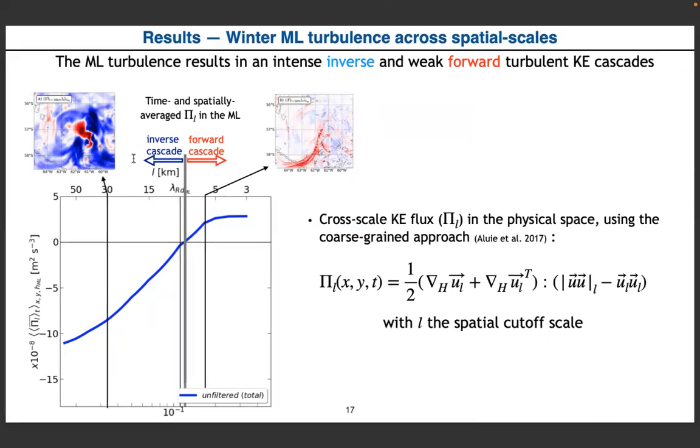So when we average in time and space these kinetic energy fluxes, we end up with this curve across the submesoscale range. And we see that the inverse turbulent cascade, so this part, is the most intense, and it covers most of the submesoscale range. And we have a weak forward cascade downscale of about 8 kilometers.